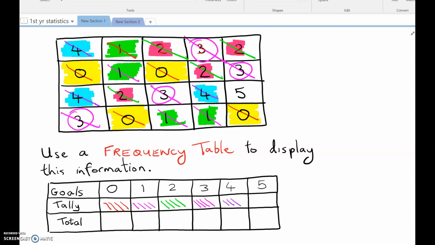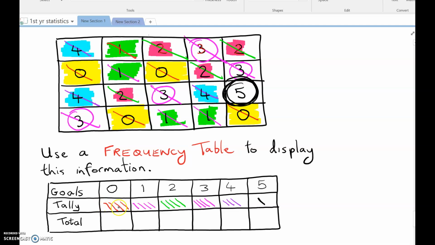And now, how many numbers are left? They're all gone. Did all those, did all those, did all those, did all those. Oh, we have one that we missed, and that's the 5. So we put a little mark in the 5 box. So we've highlighted the different numbers in different colors, and we've done our tallies for each number, and now we just need to add the tallies together.